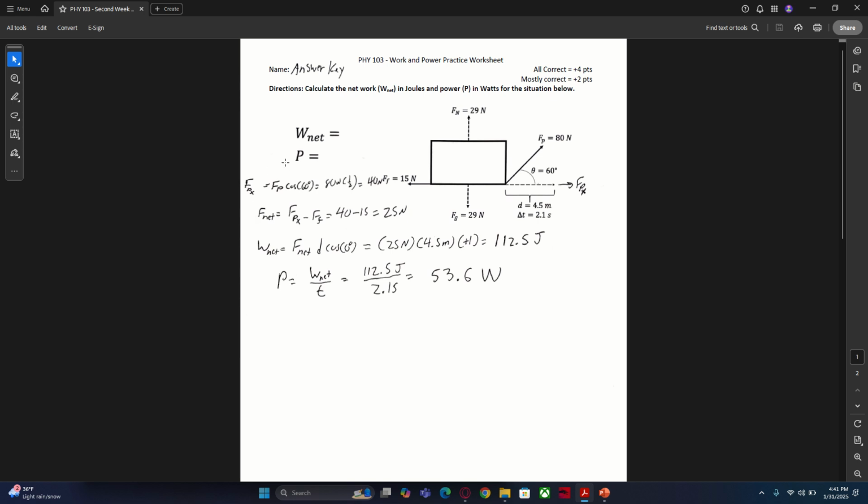Now, if we're going to do this with the net force method, instead of calculating a work for every individual force, the net force is the applied force's x component minus the force of friction, 40 minus 15 newtons, which gets us to 25 newtons. Therefore, our net work would be the net force times the distance vector times cosine of 0 degrees.